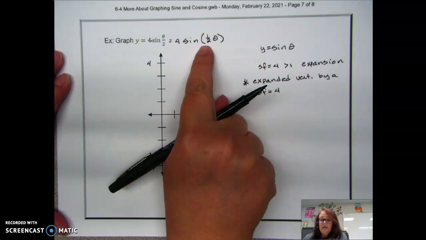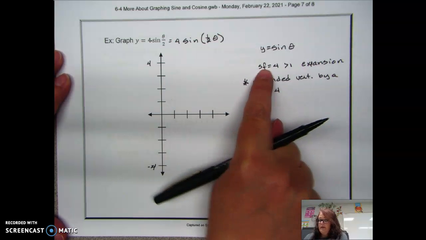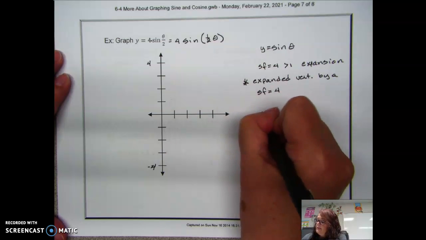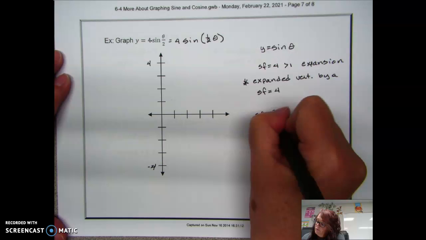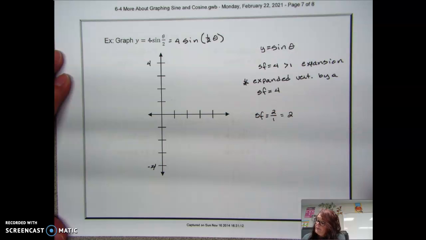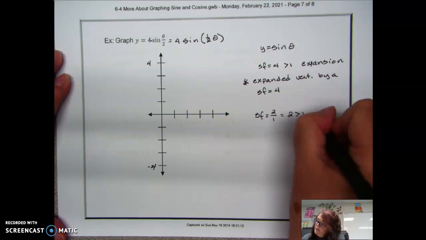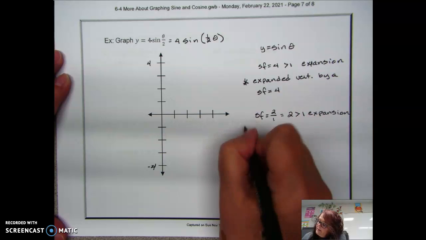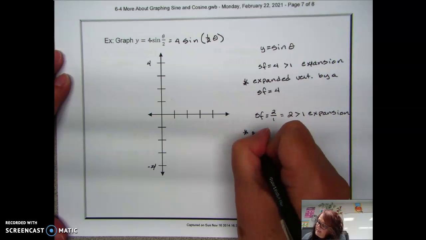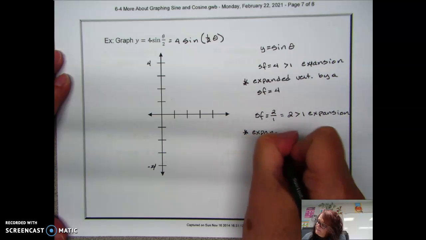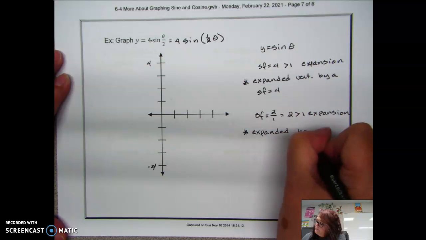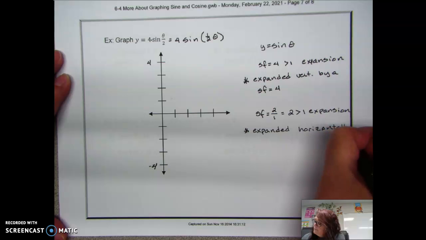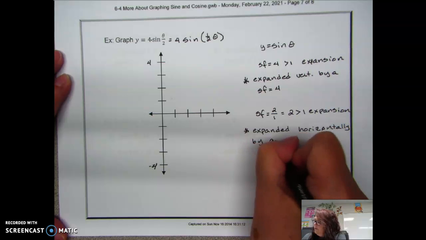So this horizontal scale factor, so notice this is the vertical scale factor. My horizontal scale factor, I always have work to do. So that means my scale factor is going to be the reciprocal, which is 2/1 or just 2. And again, that's greater than 1, so it's still an expansion. And so we're going to say the second thing is expanded horizontally by a scale factor of 2.